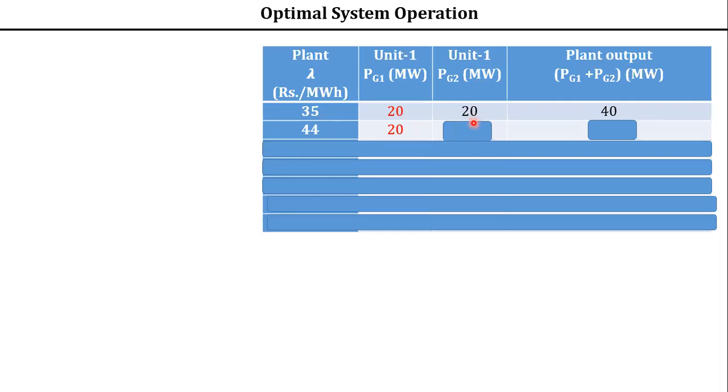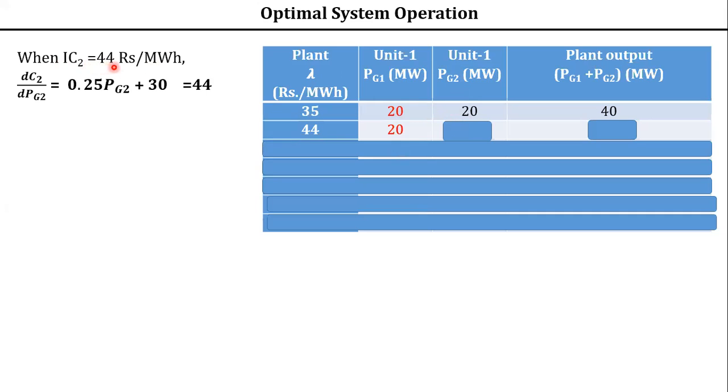So what is the load taken care of? When lambda is equal to 44, we are not going to calculate unit 1, we are now going to calculate unit 2. Till IC2 is equal to 44, you have to load only unit 2, and unit 1 will be held constant. In simple way, till 44 rupees per megawatt hour, unit 1 will be held constant and unit 2 will be loaded.